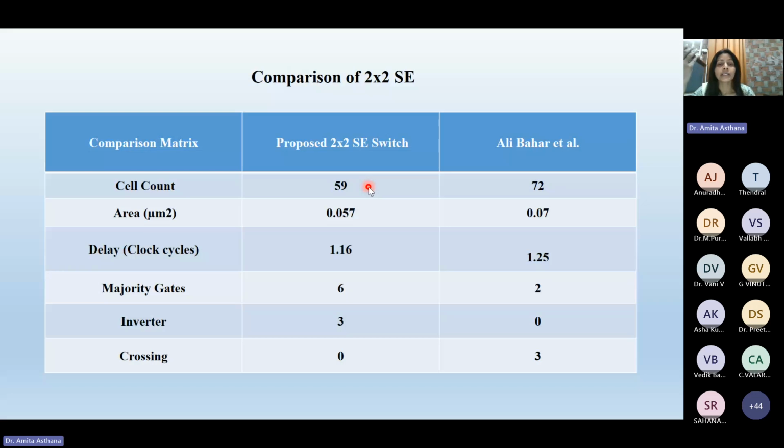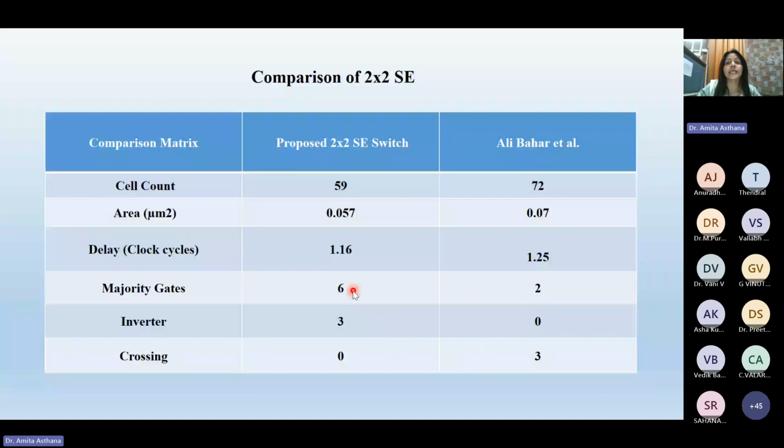Now here we are coming to the area. This area is 0.457 micrometer squares for the 2x2 switch element, whereas it was much larger in the IEEE Transactions paper, from which I have compared. If I talk of delays, they have also been reduced. The number of majority gates and inverters has also been reduced. The number of crossings is also less in the presented design.